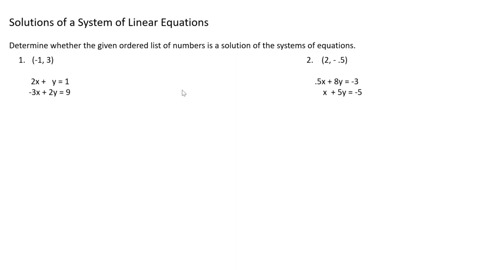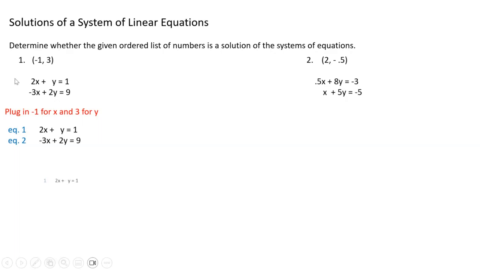determine whether the given ordered pair of numbers is a solution of the system of equations. So number 1, they're going to give you an ordered pair, which is negative 1, 3. What we have to do is plug in negative 1 for every x and 3 for y. These are two equations, so let's call them equation 1 and equation 2. For this ordered pair to be a solution to the system of equations, it has to make both equations true, equation 1 and also equation 2. If one of them is true but the other one is false, then it's not a solution. It has to meet the requirements for both.